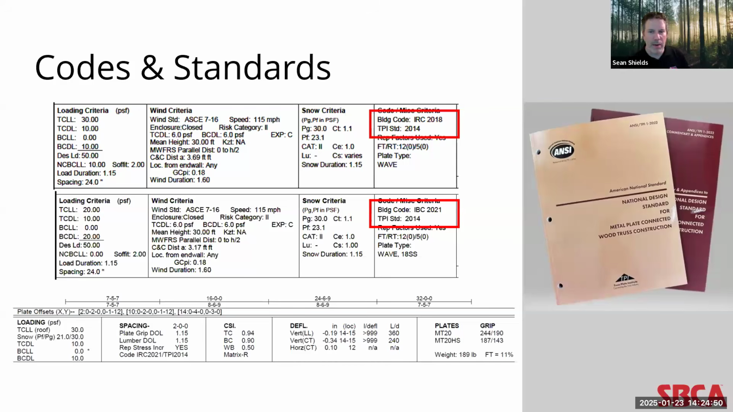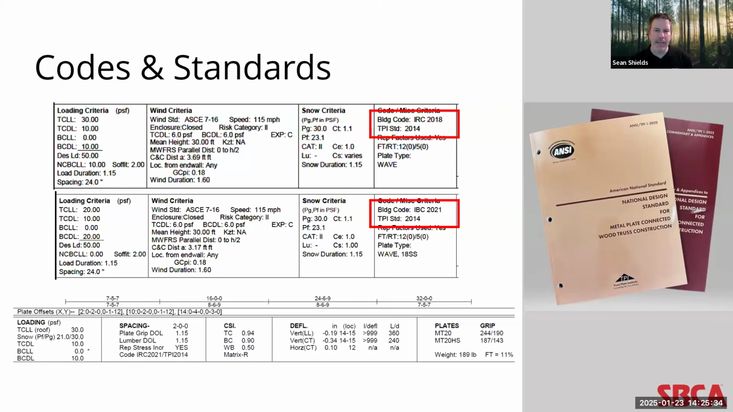And I cover this in part 1, but I just want to do a quick refresher. TPI 1 is a consensus-based standard that governs the design and manufacturing of metal plate connected wood trusses. The most recent edition of ANSI TPI 1 is 2022. This was approved as an American national standard in December of 2022. So while the version referenced in the 2024 and earlier model codes is the ANSI TPI 1 2014 standard, the new standard will be incorporated into the 2027 model code.